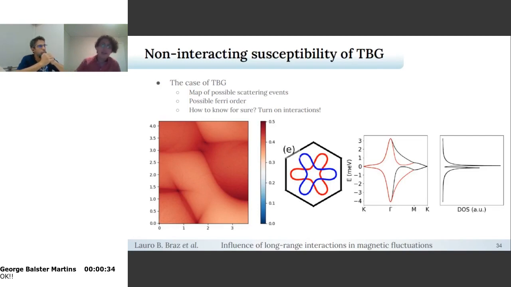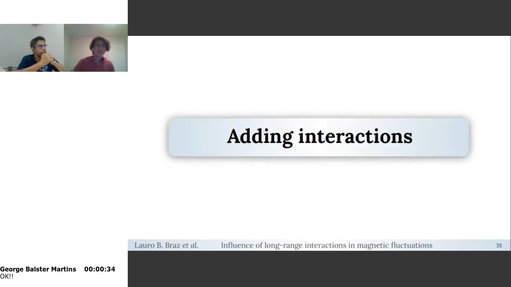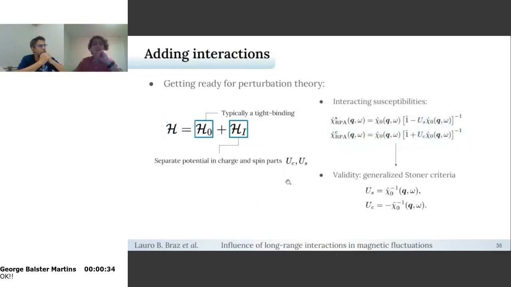And now we move to it. To add interactions, we have to do the following procedure. We start with a general Hamiltonian, and we separate it into a tight-binding model and an interacting part, which will split into charge and spin parts. Once we do that, we can compute the RPA susceptibilities, which have this shape.